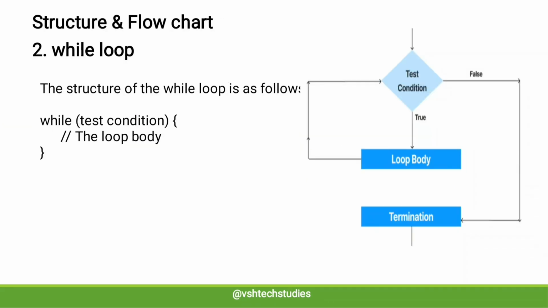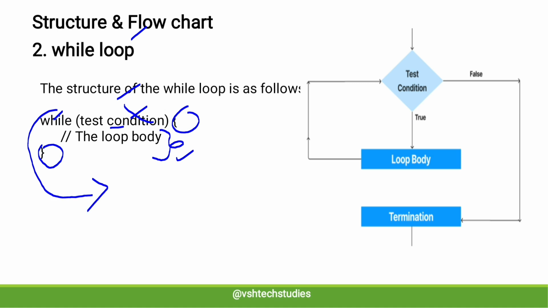Next we'll see the structure and flowchart of while loop. While is the reserved word. So test condition is specified in the structure here. If it is true, whatever is within this begin and end flower brackets, that loop body set of instructions, will be executed. If condition is false, the control will go out of loop, that is loop gets terminated.